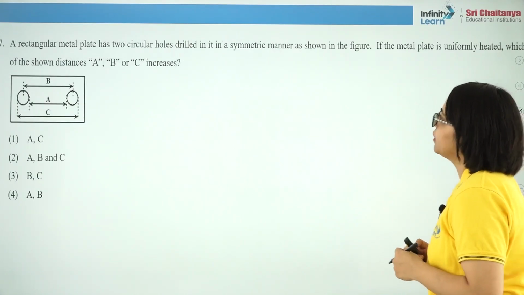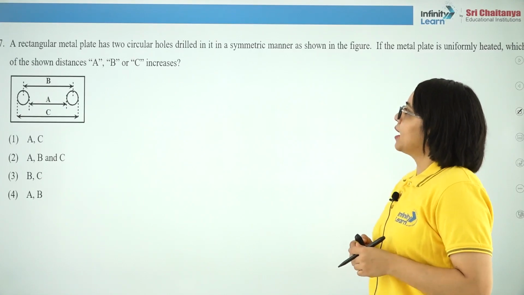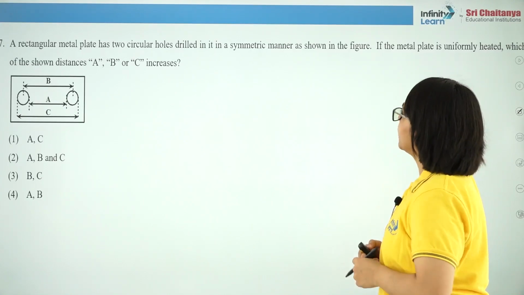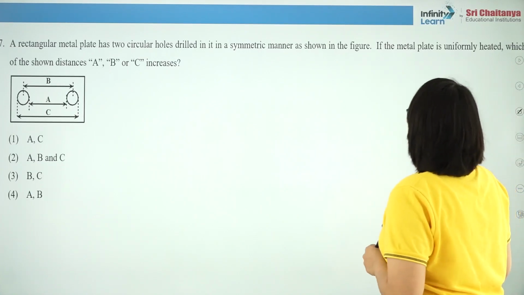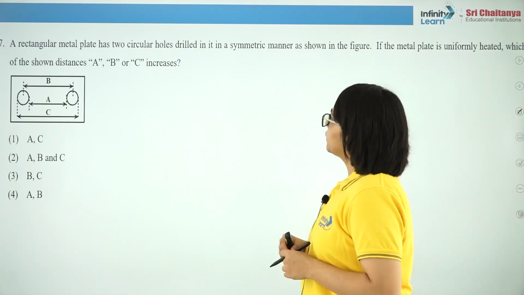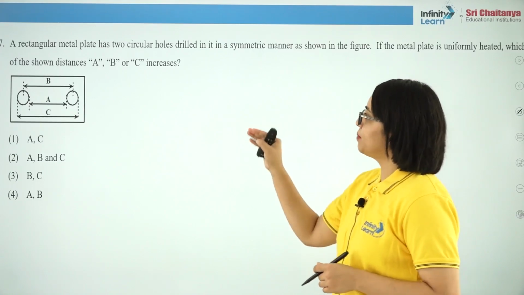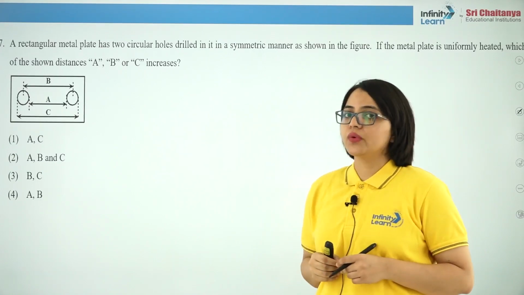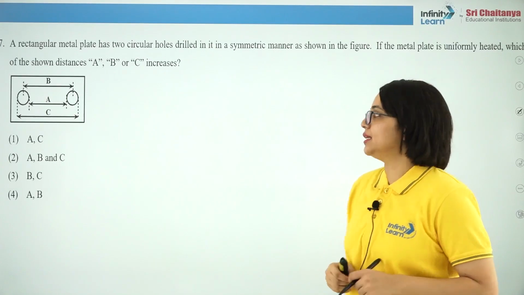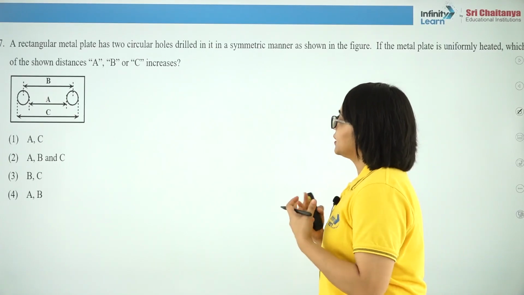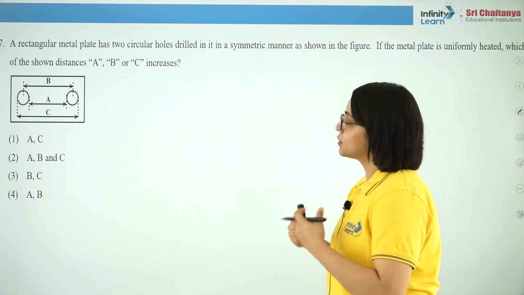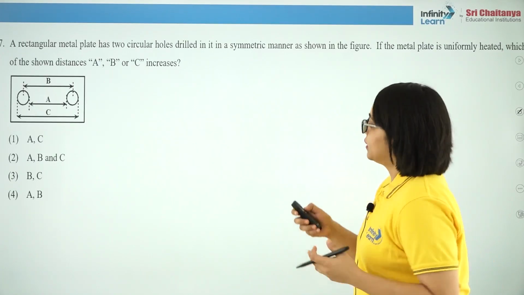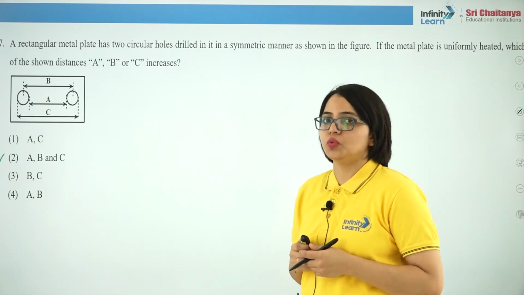Next is 137. A rectangular metal plate has 2 circular holes drilled in it in a symmetric manner as shown in the figure. If the metal plate is uniformly heated, which of the shown distances A, B and C increases? Now, the metal plate is uniformly heated, that means the distances A, B as well as C will increase. Why? Because of the thermal expansion of the metal. So, correct answer is option 2.